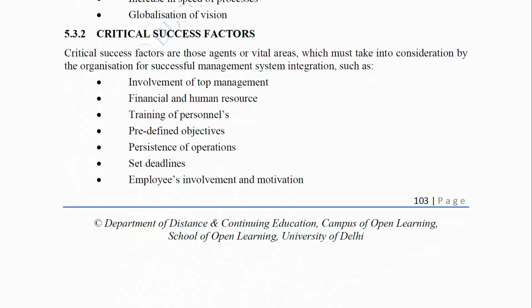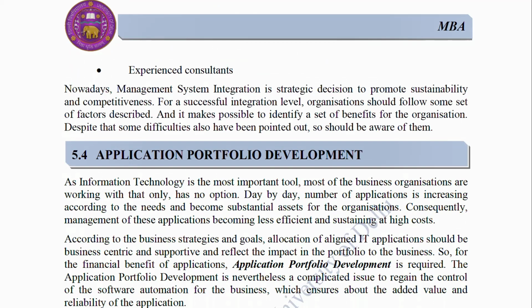Next, persistence of operations. Next, set deadlines. Next, employees' involvement and motivation. Next and the last point is experienced consultants.